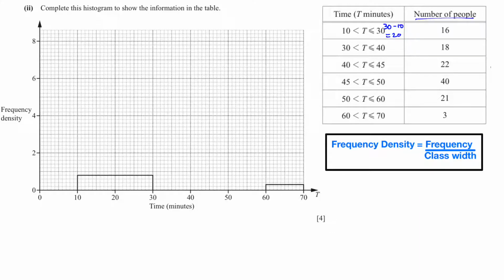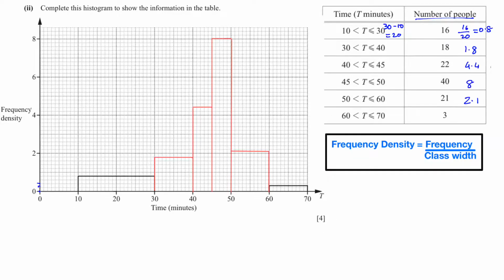And the number of people is your frequency. So 16 divided by 20 is 0.8. Each line here is 0.2. So the first bar they have already drawn for us. We have to work out the same way and find the frequency density of the other bars. These are how your bars will look when we use this formula and find the frequency density.